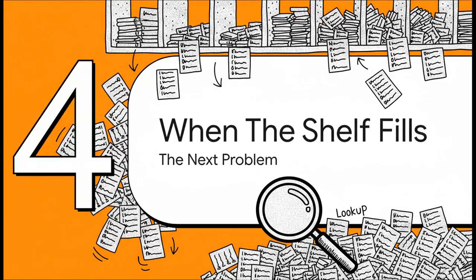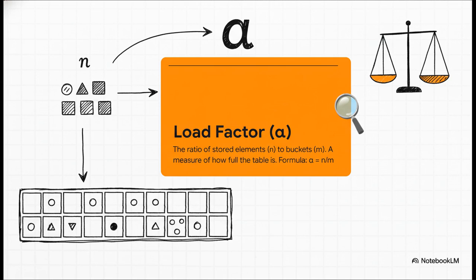All right, so we've solved the problem of multiple items wanting to go into the same box. But what happens when all the boxes start to get a little too full? The lists inside them start getting longer and longer, and our lookups, well, they start to slow down. To keep an eye on this, we use a key metric called the load factor. It's just the number of items we've stored divided by the number of boxes we have available. Think of it as a simple percentage of how crowded our hash table is getting.